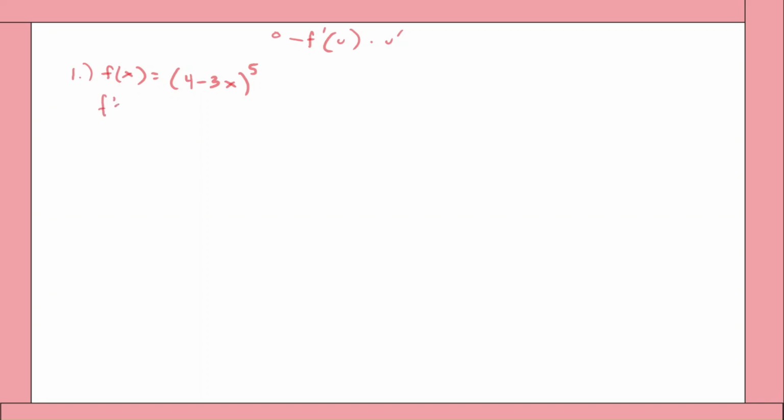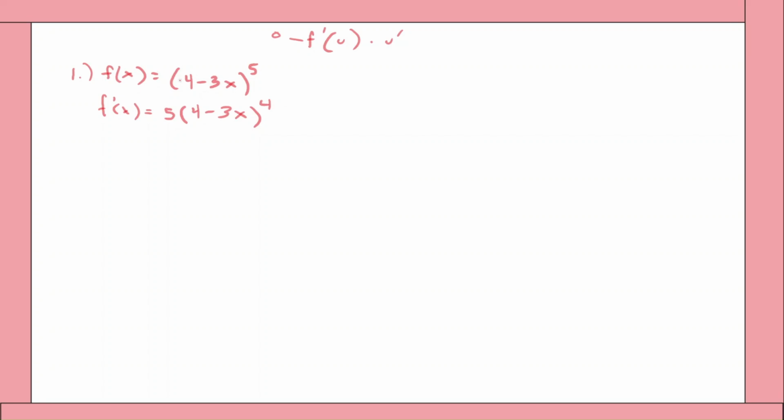If you remember, with the chain rule we use the outer function, and then we work our way inside. So the outer function is this to the fifth power. We're going to use the power rule on this one. So we bring the 5 down, and then we reduce the power by 1. So 5 minus 1 is 4. And then we're going to take the derivative of the inside.